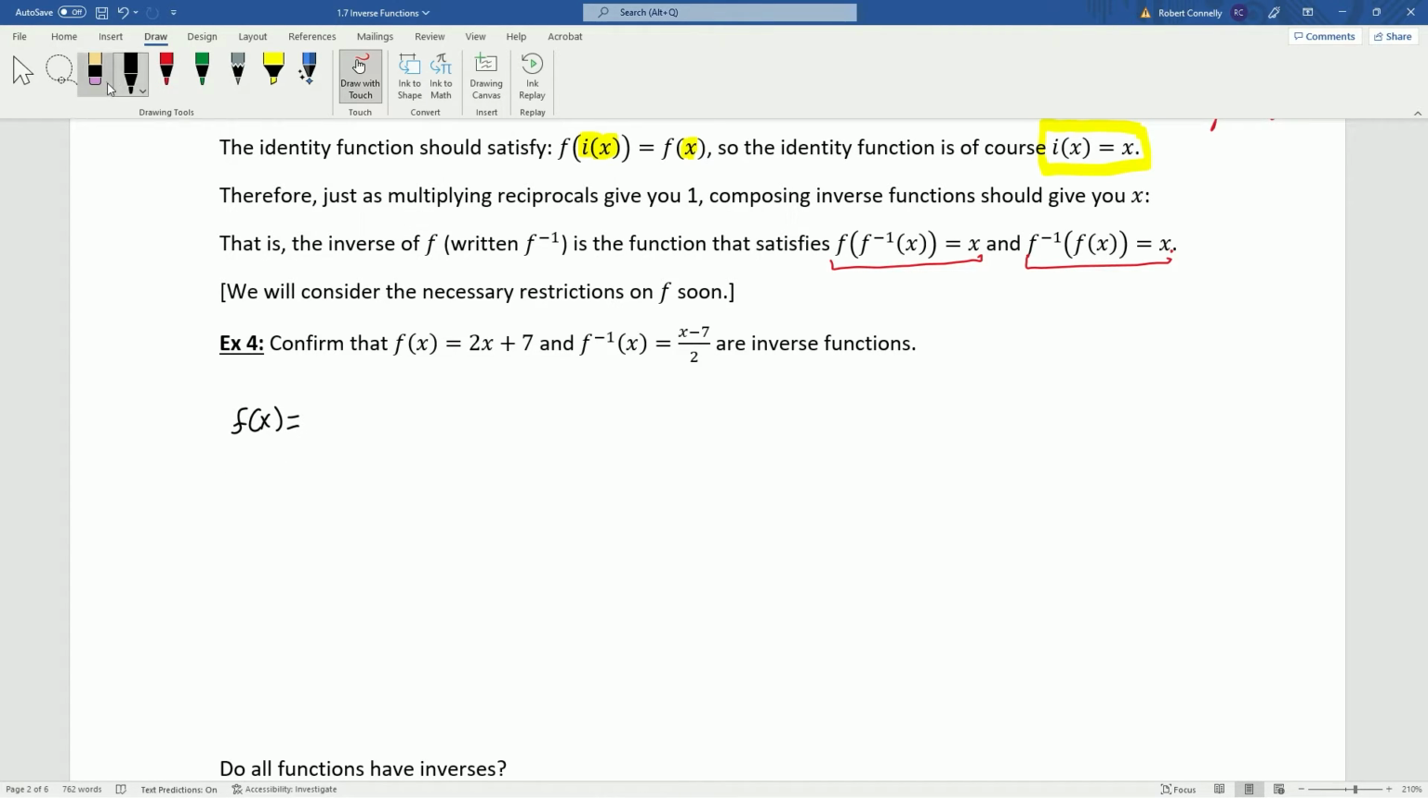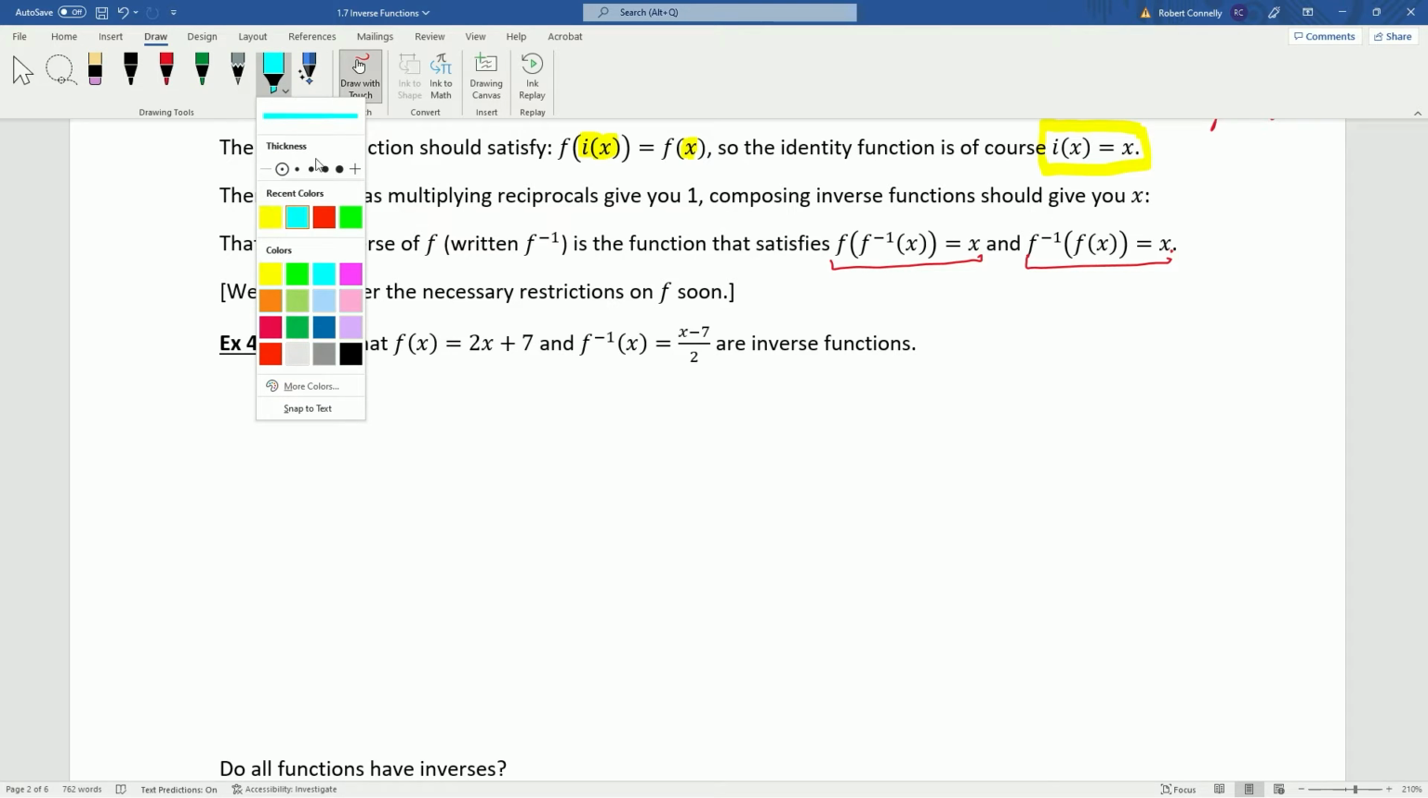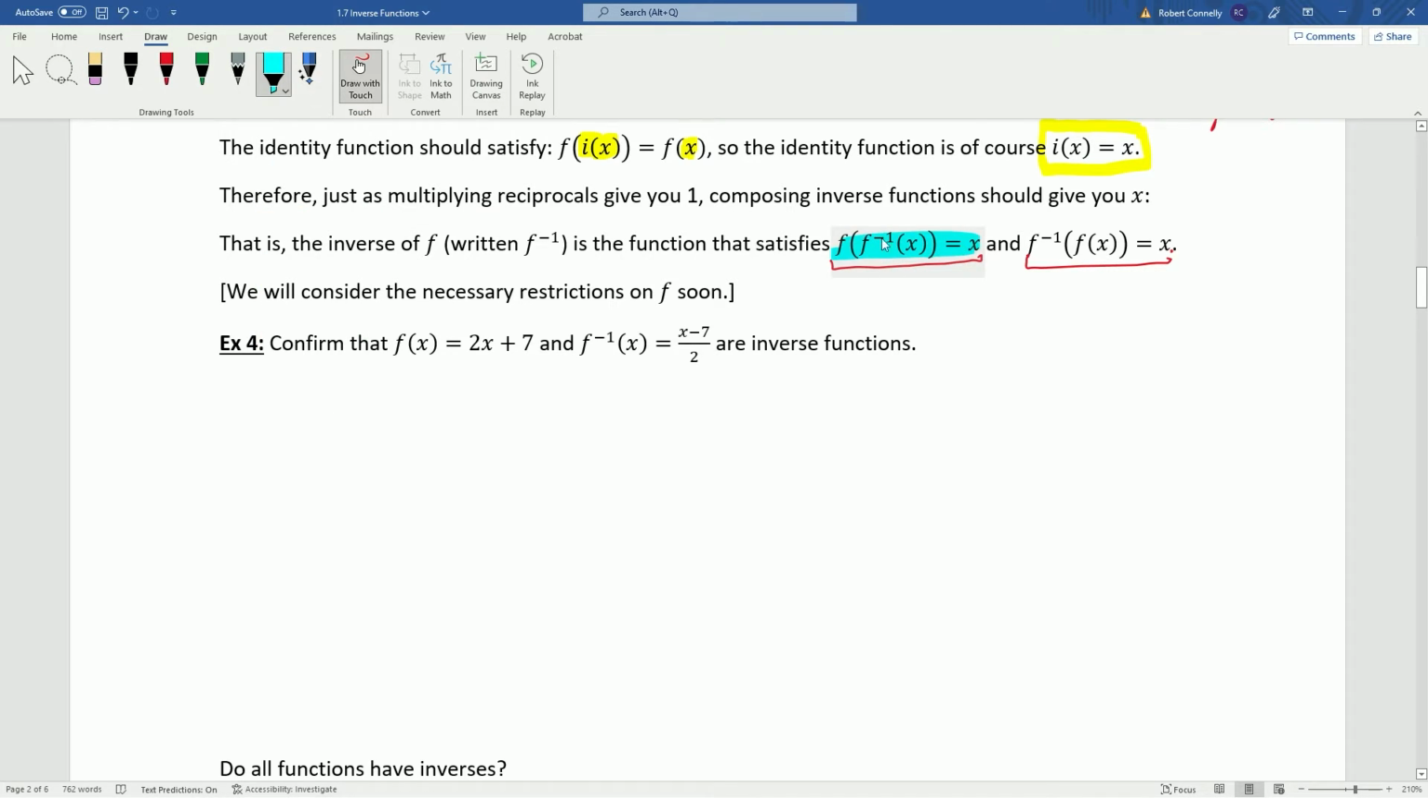So here, we're being asked to confirm that f of x equals 2x plus 7, and f inverse of x equals x minus 7 over 2 are inverse functions. So if we want to confirm this, what we need to check is this. Check that they satisfy what it means to be an inverse function.